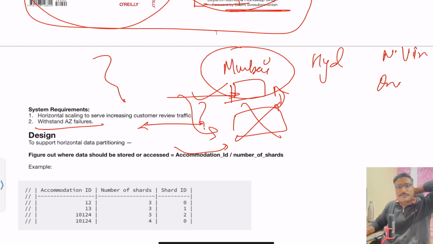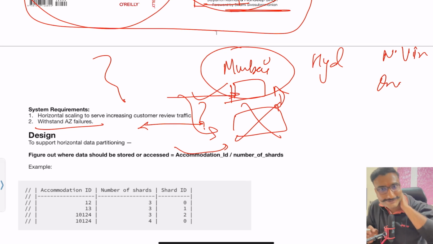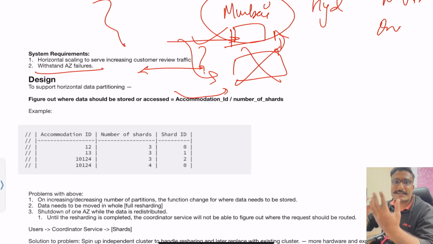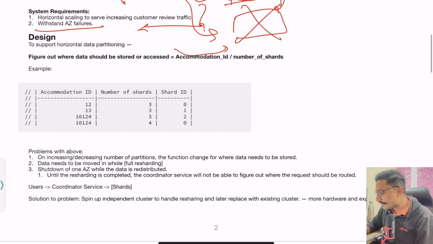Now to design, what is the design for these system requirements? Support horizontal data partitioning. Now again, the discussion will go into the consistent hashing part. Before the consistent hashing part, if I talk about general data storage, let's think about how you will store the data.